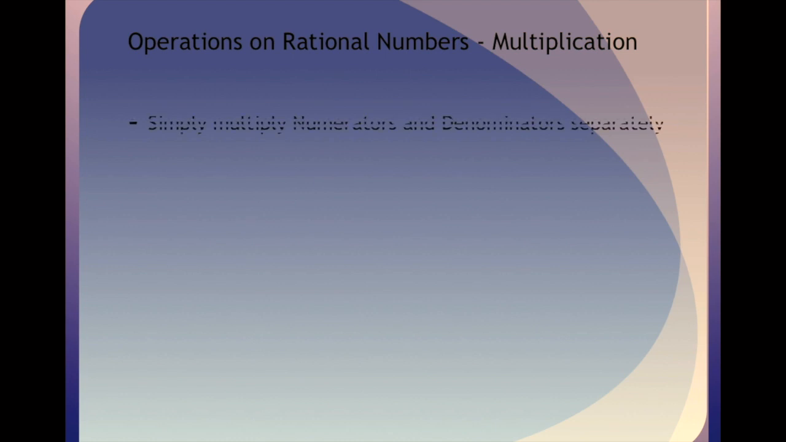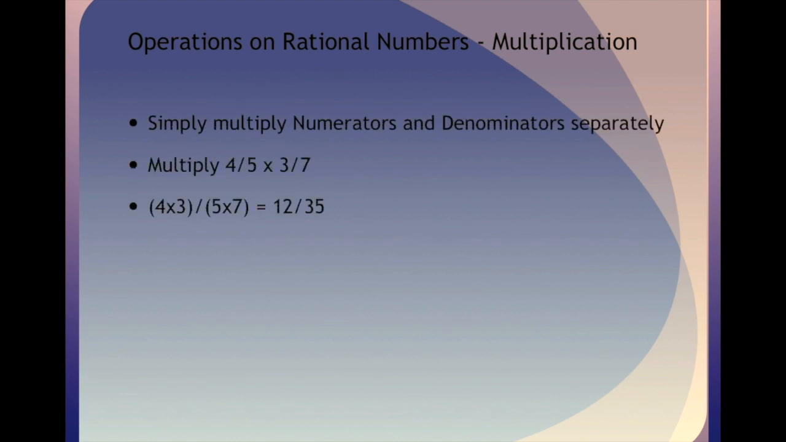Now let us jump to multiplication. Multiplication is really simple in case of rational numbers. We have to just multiply both numerators and both denominators separately. In case of the given example, 4 by 5 into 3 by 7, we multiply 4 with 3, which are both numerators, and 5 into 7, which is the denominator. So 12 by 35 is the answer.